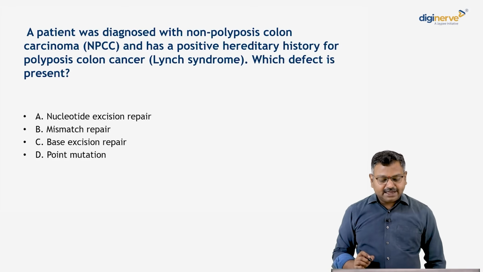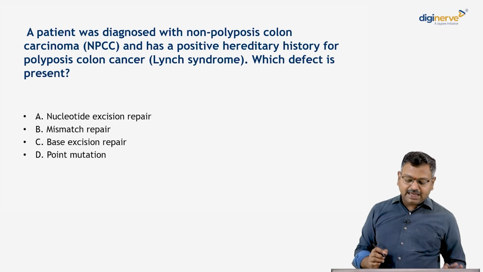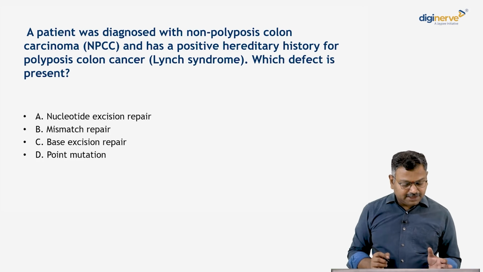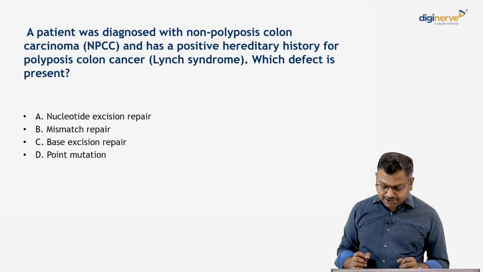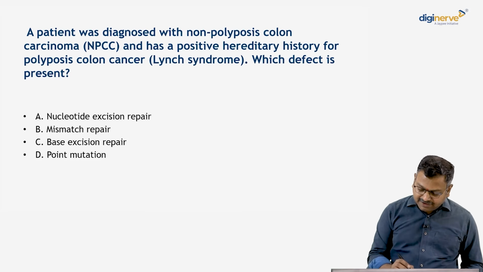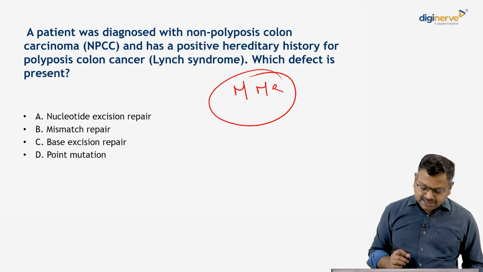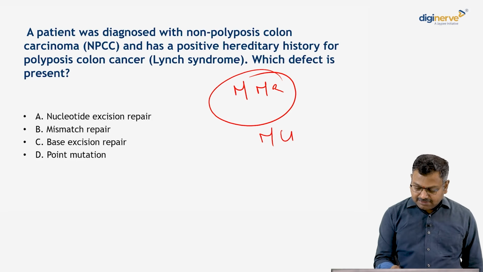A patient has been diagnosed with non-polyposis colonic cancer and has a positive hereditary defect. So, this is Lynch syndrome. Now, what is the main defect in Lynch syndrome that you see here? Is it nucleotide excision repair? Is it mismatch repair? Is it base excision repair? Is it a point mutation? So, in HNPCC, the defect is in the mismatch repair genes. So, mismatch repair gene deficiency is what we see there. The genes are MLH1 and MSH2.